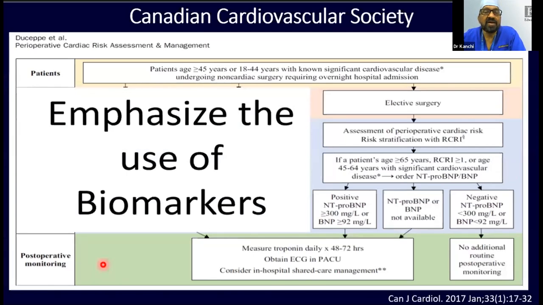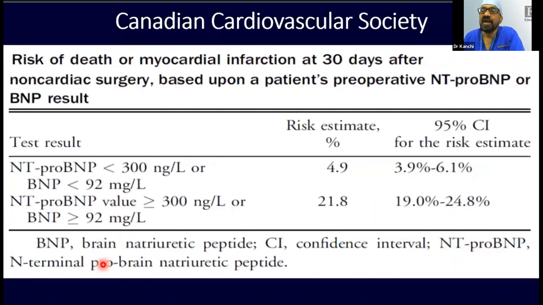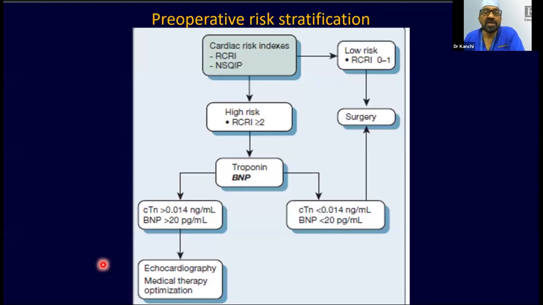And the role of biomarkers has been highlighted in the Canadian Cardiovascular Society recommendations. And this has been highlighted by Dr. Dato, Dr. Suhaini. So I'll skip on this. And a practical approach has been designed in patients for preoperative risk stratification. If you have a high-risk patient with RCRI, that is revised cardiac risk index, of greater than 2, we might opt to do the biomarkers. And if the biomarkers are normal, that is cardiac troponin less than 0.014 nanograms per ml or the BNP less than 20 picograms per ml, patient can undergo surgery straight away.